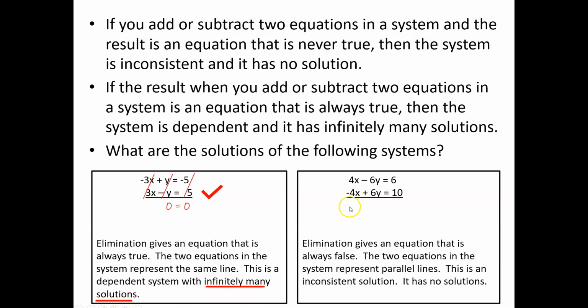Now let's try with these two systems. We get 0, 0, and then 6 plus 10 is 16. Does 0 equal 16? Of course it doesn't. So elimination gives an equation that is always false. The two equations in the system represent parallel lines. This is an inconsistent system. It has no solutions. So if you answer no to is this a true statement, then there are no solutions.